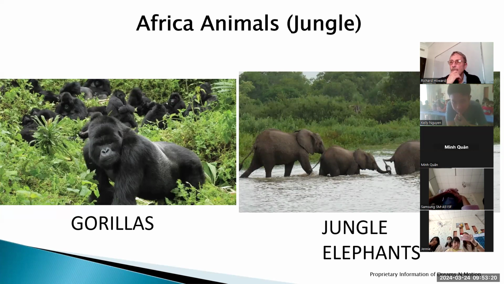What do elephants eat? They eat fruit and grass and trees. Perfect. How do they eat? They have the trunk, right? The long nose, the trunk. Yes, they have a trunk to eat with. Exactly. What do gorillas eat? Eating banana.